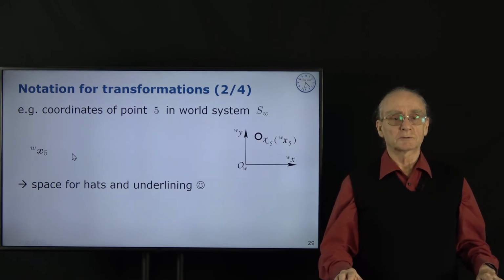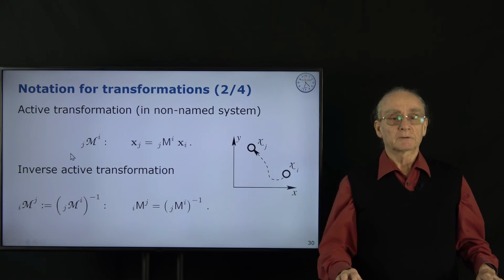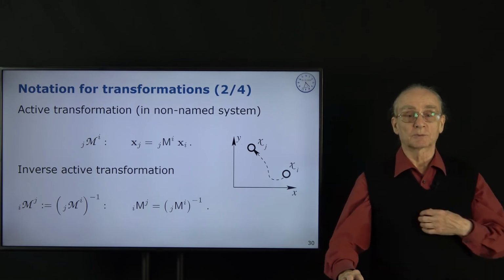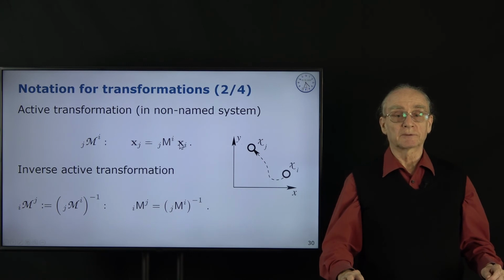So this is the description of points. And now we describe an active transformation. So we have here the point x_i. It moves in whatever path to point x_j, and we want to describe this motion in the coordinate system xy, which we didn't name. So we have the coordinates of the first point I in that unnamed coordinate system, so we don't have some W here or something else.